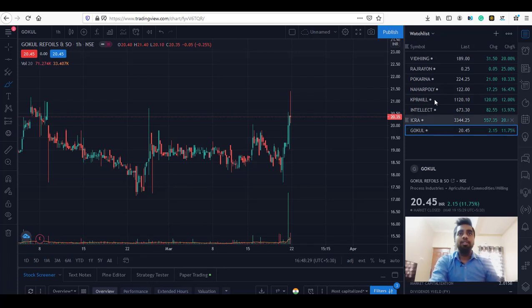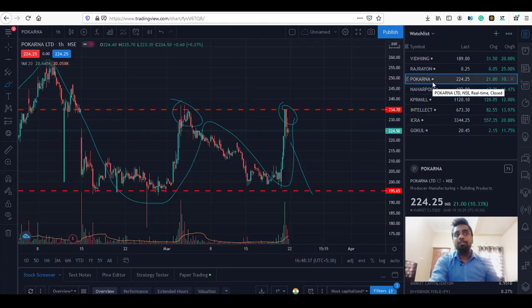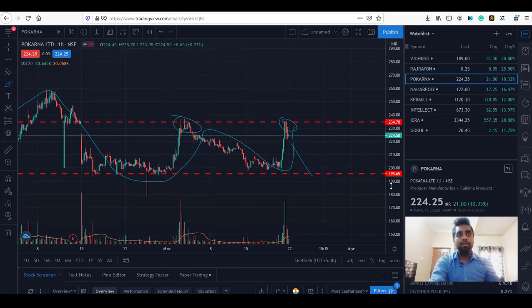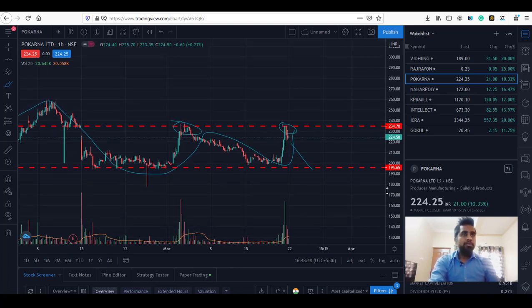So I'm going back to the third stock, which is Pokrana. This is the stock I'm going to trade tomorrow. Today the market is closed, today is a holiday. So tomorrow, when the stock price opens, where I'm going to enter is the main question, right? So I'm going to remove all these tools.